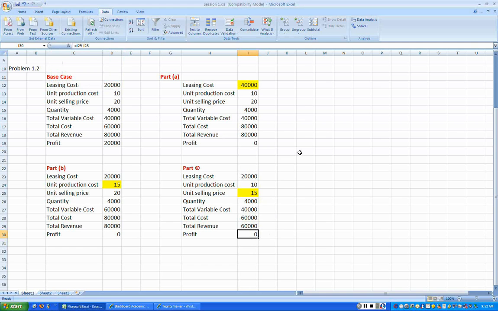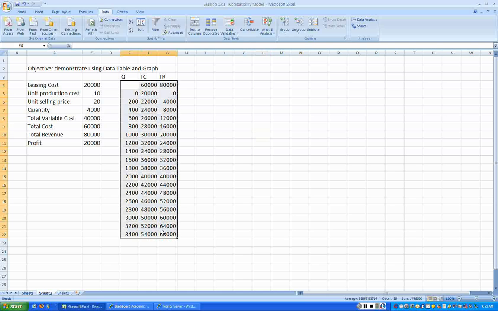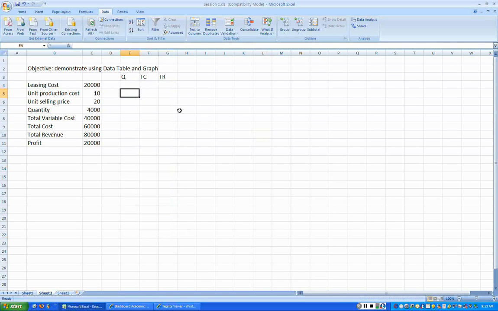So what I'm going to do is, on sheet 2, I have the information, and I'm going to show you how to use the data table and graph those things. Okay. Let's say TC here represents the total cost, and total revenue is the total revenue. I'm going to graph against various quantities how the total cost and total revenue look. The formulas that we had on the previous sheet are all here as you can see.